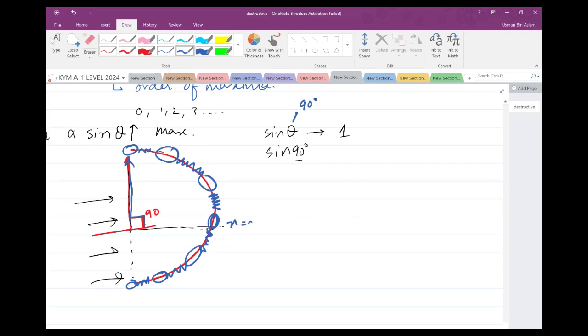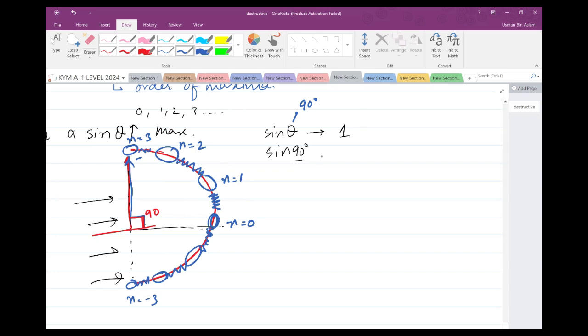This is n equal to 0, this is n equal to 1, this is n equal to 2, and this is n equal to 3. N being the order of maximas, the order of maxima is 1, 2, and 3. This 3 means this is the third maxima above the central line. And this n equals minus 3 means it's the third maxima below the central line.